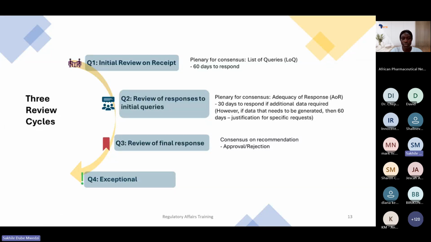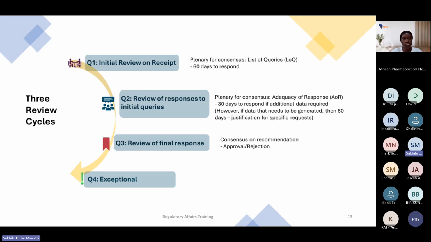I'm again sharing with you the same 3 cycles, but have added there a bit of the timelines in terms of what we give you. So when you get your initial query letter, you're allowed 60 days to respond, and then we review it again. And when you now get your second query letter, because it's not supposed to be new information that is being requested, most of the time it's follow-up actions, we then require you to respond within 30 days.